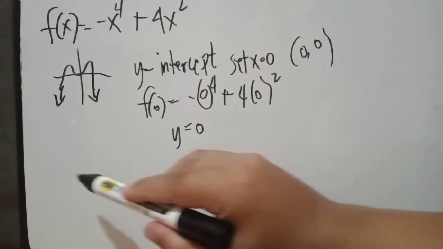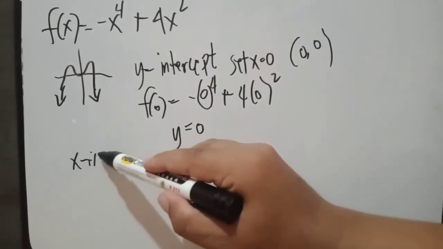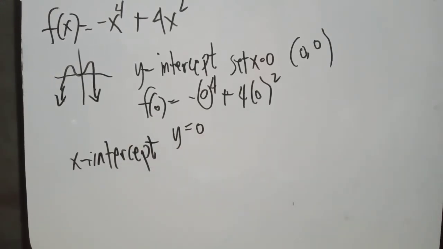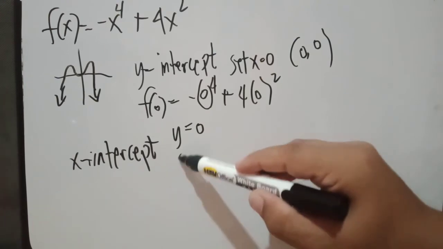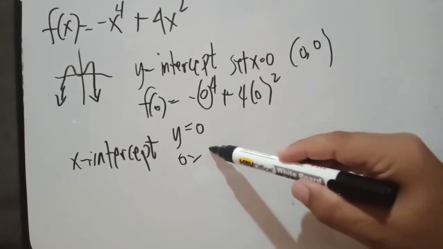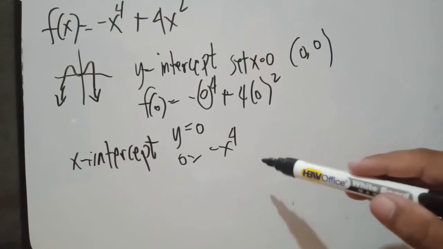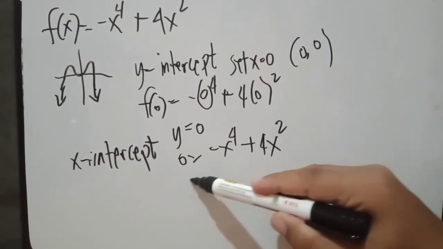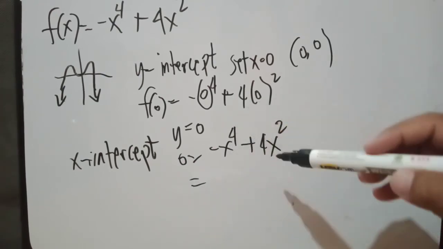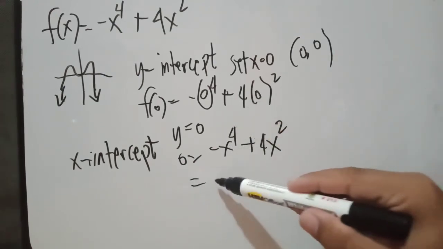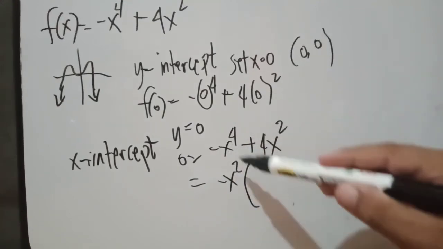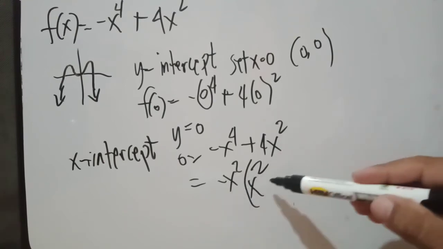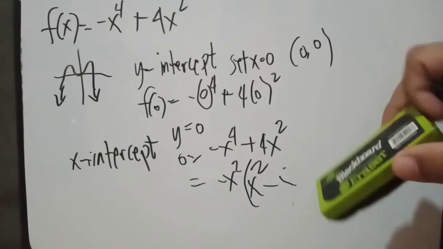For the x-intercept, we have 0 equal to negative x raised to the power of 4 plus 4x raised to the power of 2. Then we have to factor. What is the common factor for negative x fourth plus 4x squared? The common factor is negative x squared. So negative x fourth divided by negative x squared is positive x squared, and 4x squared divided by negative x squared is negative 4.